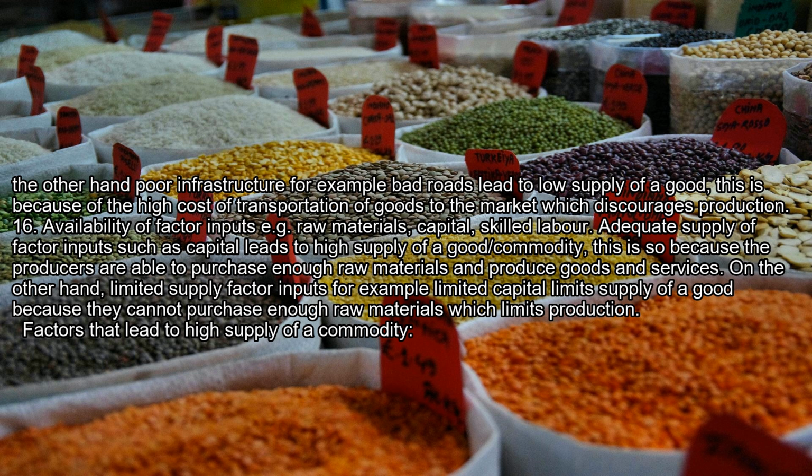16. Availability of factor inputs, e.g. raw materials, capital, skilled labor. Adequate supply of factor inputs such as capital leads to high supply of a good/commodity. This is so because the producers are able to purchase enough raw materials and produce goods and services. On the other hand, limited supply of factor inputs, for example limited capital, limits supply of a good because they cannot purchase enough raw materials, which limits production.